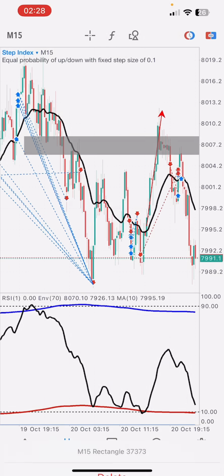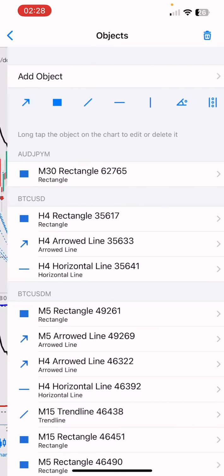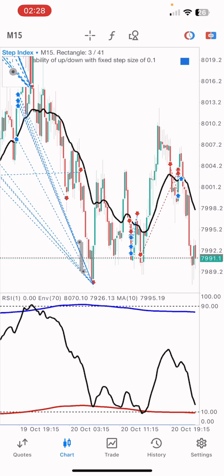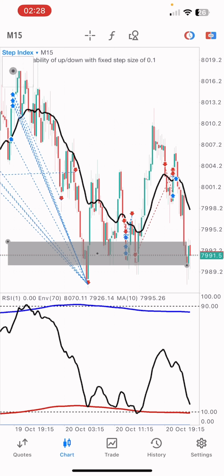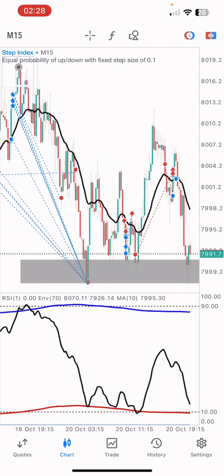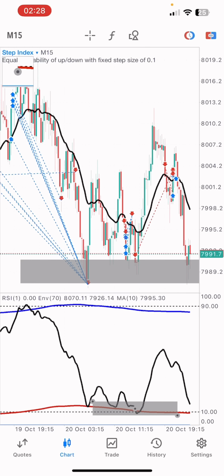Another thing, before you enter again, you must try to identify these key levels. So let's say these are your key levels. Let's say this is your demand, or this is your support. You must be able to identify this level on the charts like this. Okay, so they must tally.